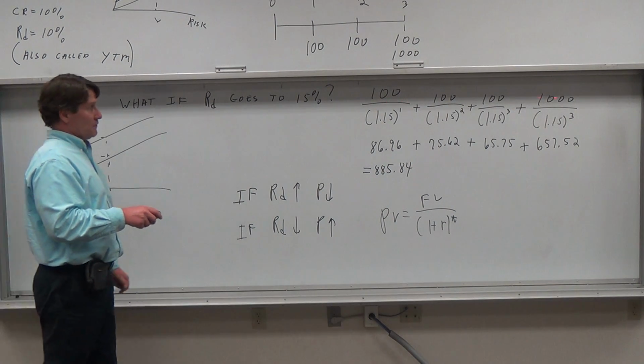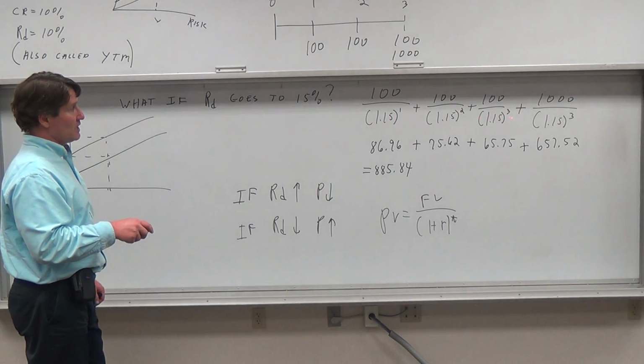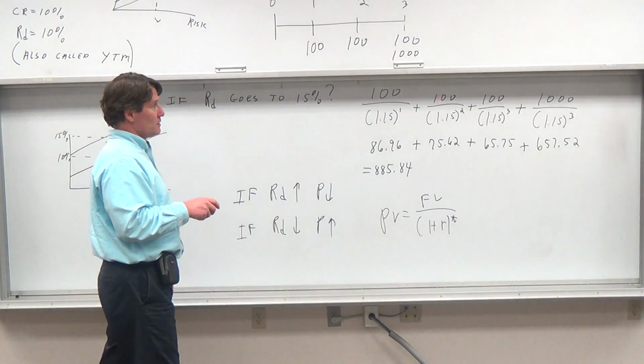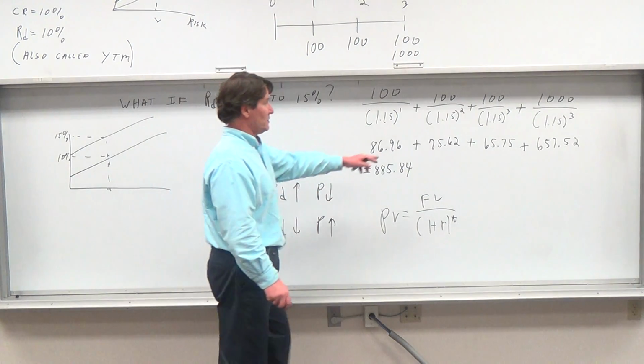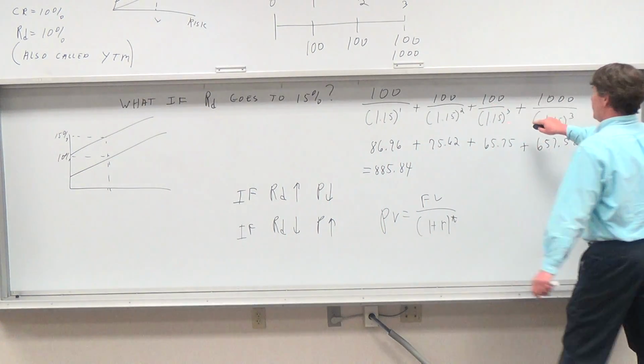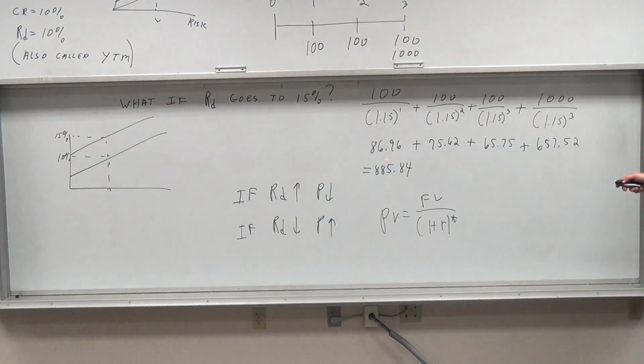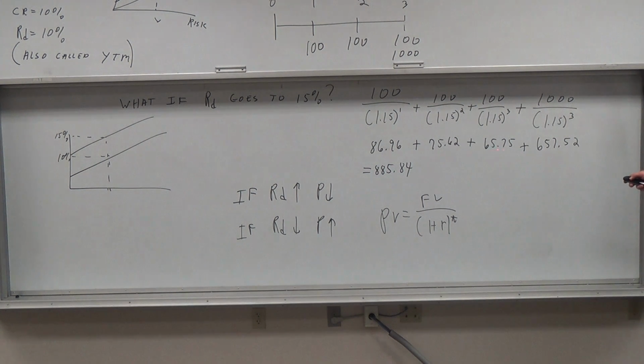Well, now the cash flows are still fixed, so we discount back our cash flows at 15%. 100 divided by 1.15 to the first, 100 divided by 1.15 to the second, 100 divided by 1.15 to the third, and 1,000 divided by 1.15 to the third. Add these up, and now the value of the bond is $885.84. So the value of the bond has fallen when interest rates go up.